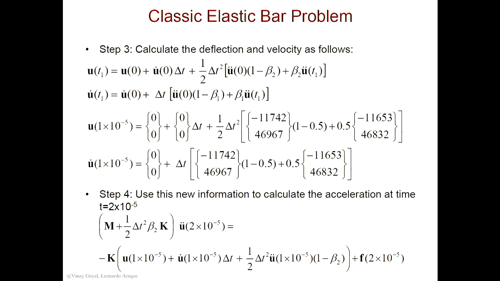MATLAB will be even easier. I think I used Mathematica. Very quick. Once I have the displacements and the velocity at 1 times 10 to the minus 5, I can now calculate the accelerations at 2 times 10 to the minus 5. And my delta t is the same. My delta t is this minus that, so it's a delta t of 1 times 10 to the minus 5. I'm keeping that the same, so I don't have to calculate this again. I'm going to just do this once and get over it.